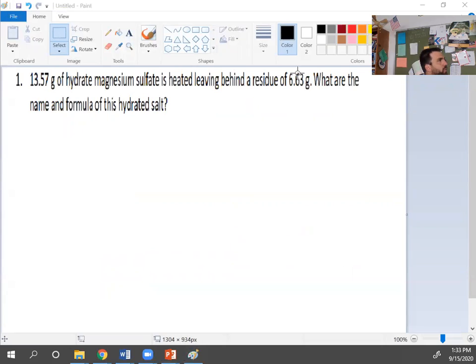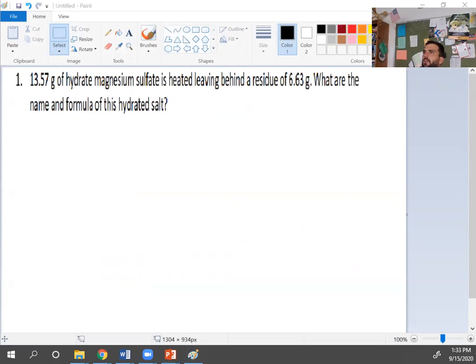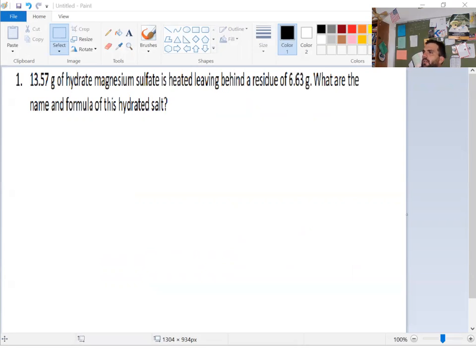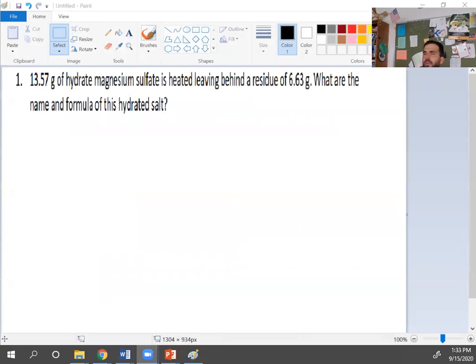Okay, so let me change my screen again. So here is your first question. We're going to do a couple of these together, okay? Here's your first question. Make sure this showed up on my screen. I don't really know if it does or not. It tells you that a 13.57 gram sample of hydrated magnesium sulfate is heated, leaving behind a residue of 6.63 grams. What is the name and formula of this hydrated salt?